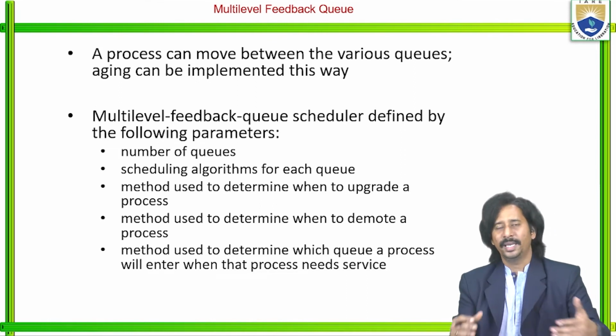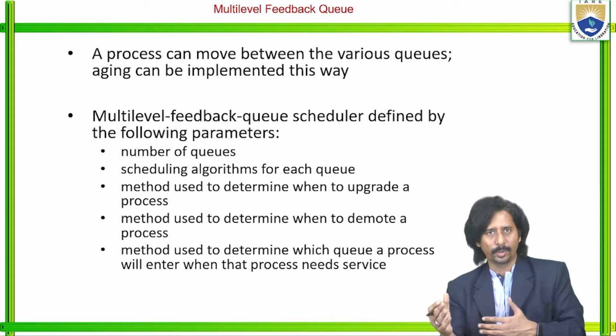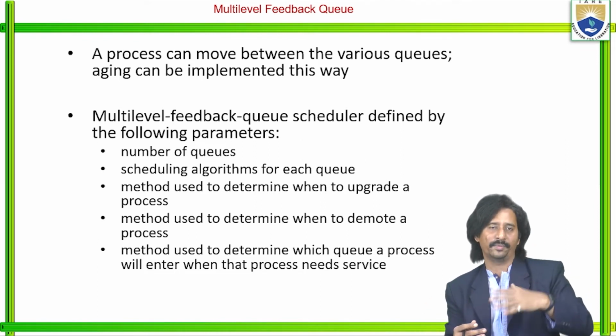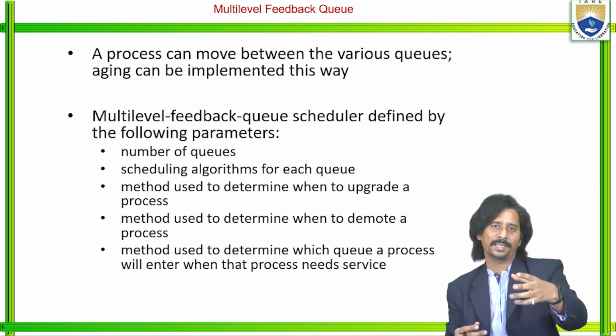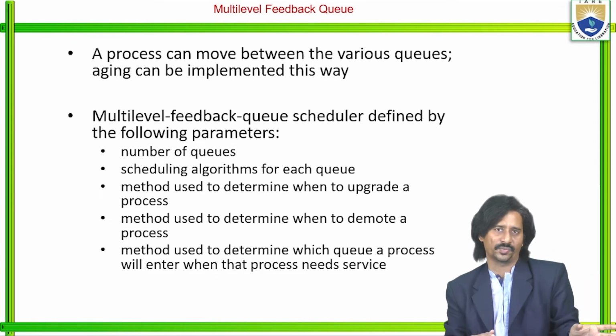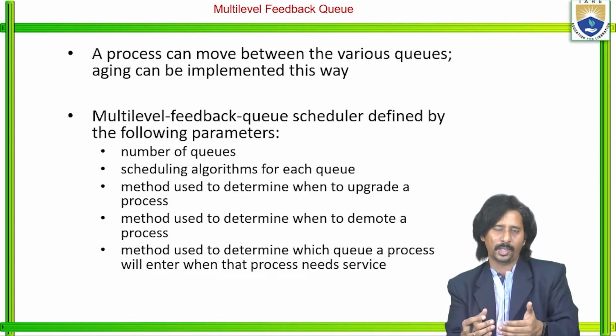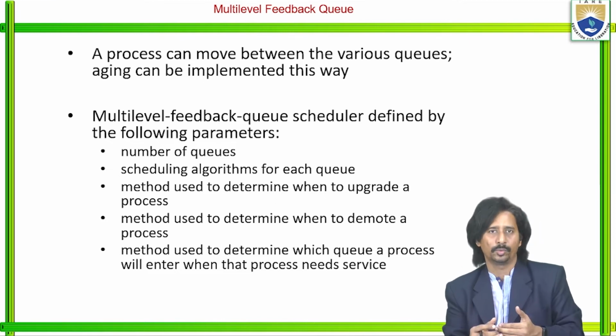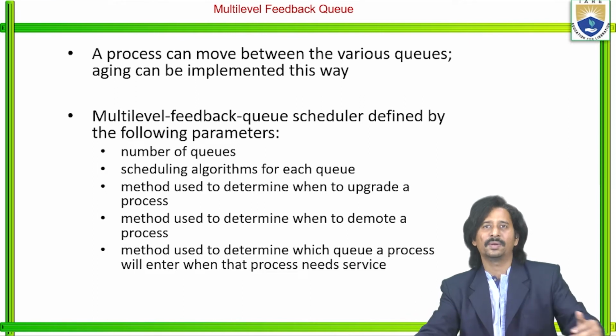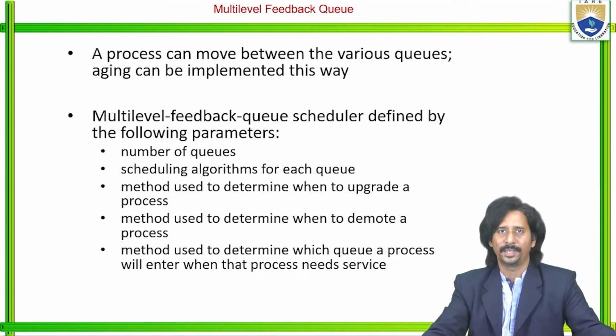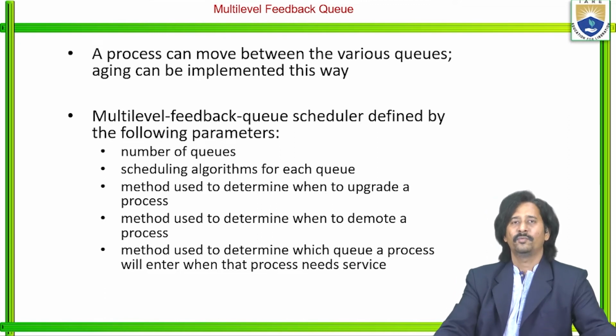So here, any process can move between various queues like Q1, Q2, Q3. If a particular process is accepted by the processor in Q1, it is executed successfully. Or else, if that process waits for a long period of time in Q1, then it shifts to Q2. So like that, this multi-level feedback queue scheduling algorithm is implemented. So the multi-level feedback queue scheduler is defined by the following parameters.